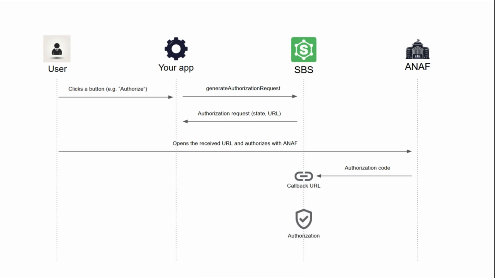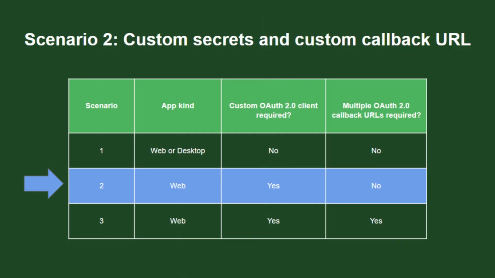Your application informs the user of the authorization outcome by redirecting them either to its success URL or to an error URL, depending on the outcome. You can define the on success or on error URLs by providing them as parameters to the generate authorization request method. If your application needs a custom callback URL, then scenario 2 is more suitable.